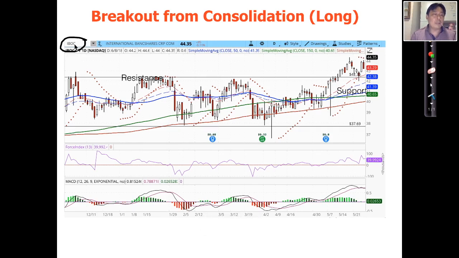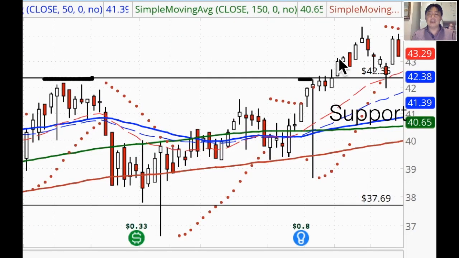Again, we're looking at IBOC. You can see it was in a consolidation: resistance, test 1, test 2, test 3, test 4. So very strong resistance, and this was the initial breakout. That's the breakout candle. And again, you could have entered on that first breakout candle, but if you think, hey, you know what, it's a bit far from the 20 moving average, I'm going to wait.